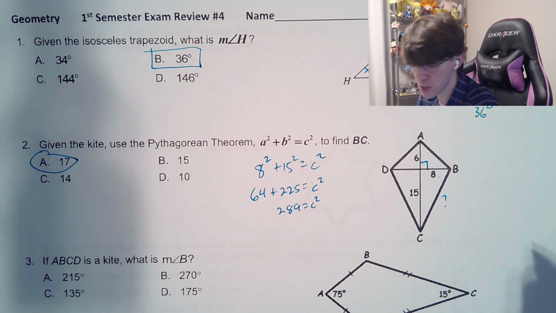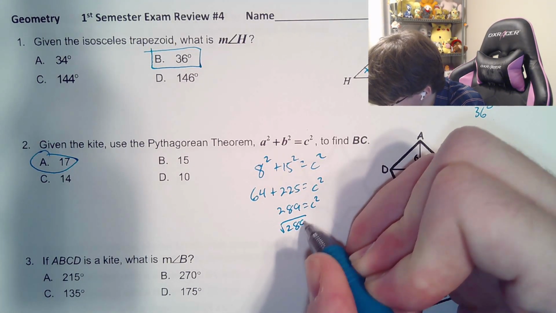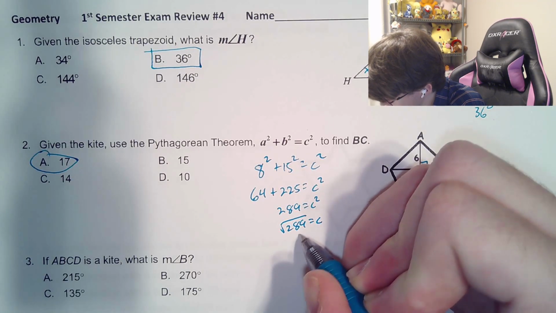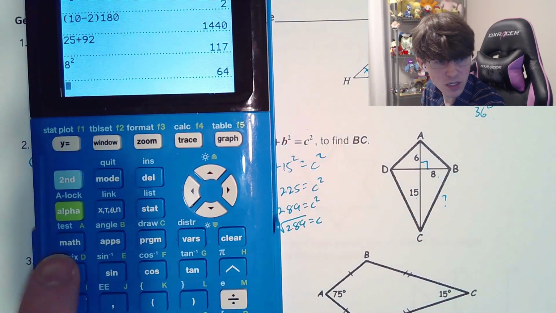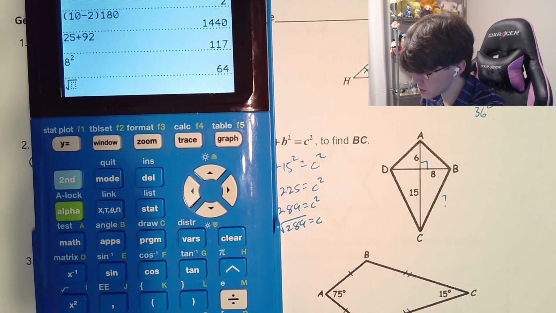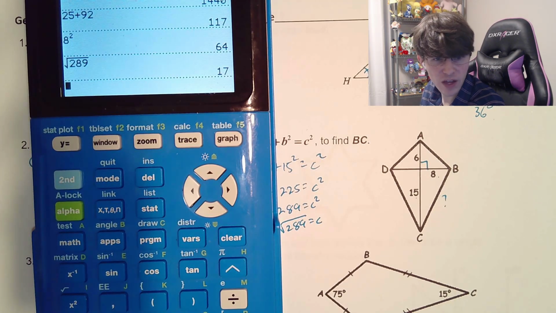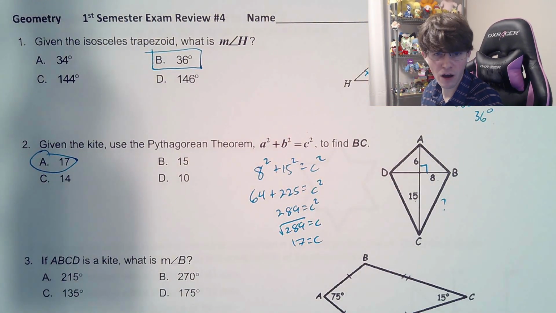Afterwards, we're going to go ahead and take the square root of both sides of the equation. If you take the square root of both sides, you get the square root of 289 is equal to c. But the square root of 289, again, using that calculator, if you need to know where the square root button is, the square root button is in blue right here. So we're going to hit second, square root, 289, and sure enough, we get that 17 answer that we already wrote down as correct. But that's how you would do the long version.